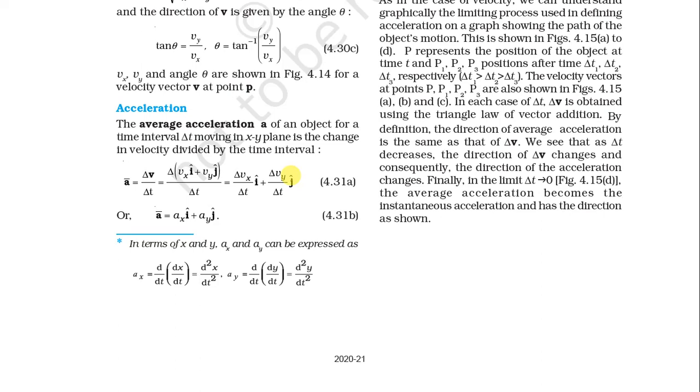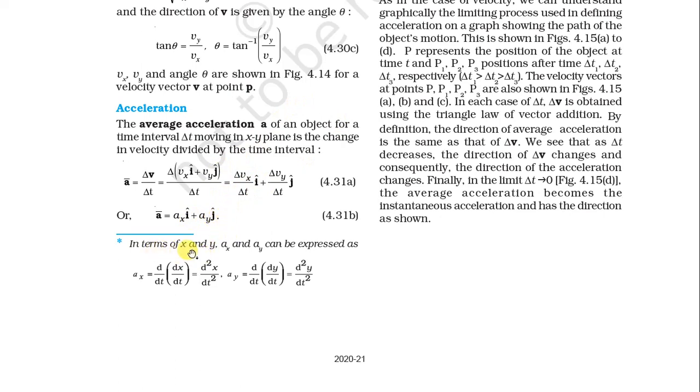It is equal to delta v, where v is equal to vx i cap plus vy j cap, divided by delta t. So it is equal to delta vx i cap upon delta t plus delta vy j cap divided by delta t. So delta vx upon delta t i cap plus delta vy upon delta t j cap is equal to ax i cap plus ay j cap.